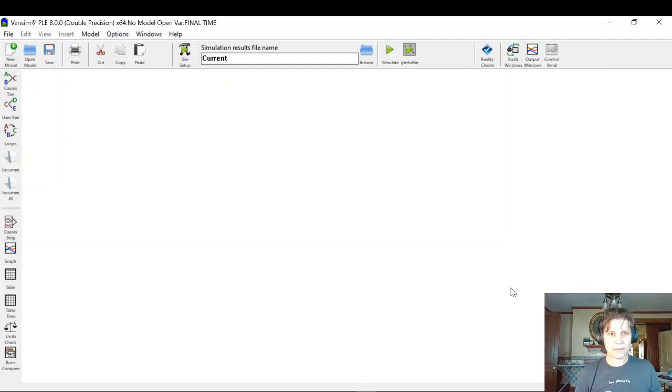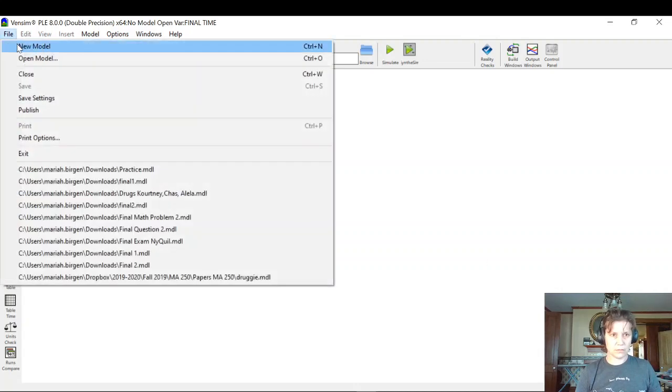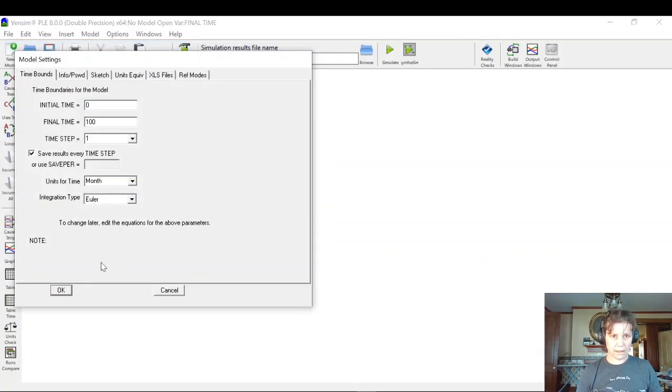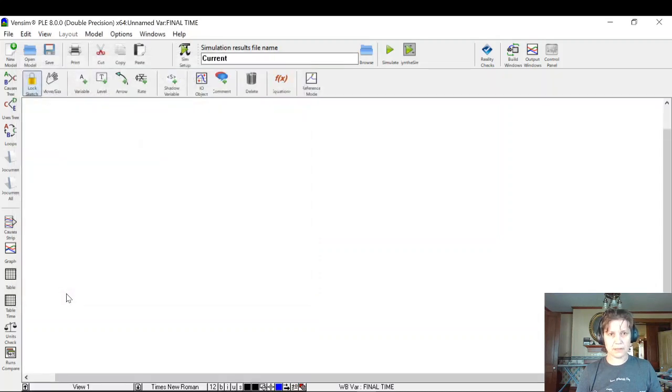Okay, so I have opened up a new model of Vensim, and that's because we're going to do a slightly more complicated model. I'm assuming you've watched my introduction videos, so you know how to create things like level variables and flows and rates. So we're going to start a new model. We're going to leave everything alone for the moment.